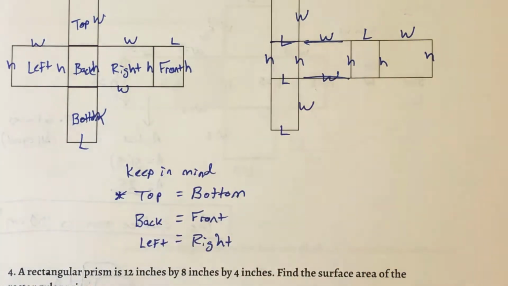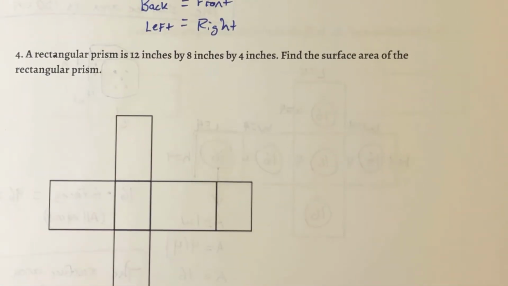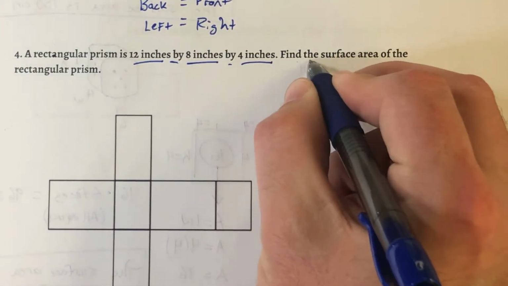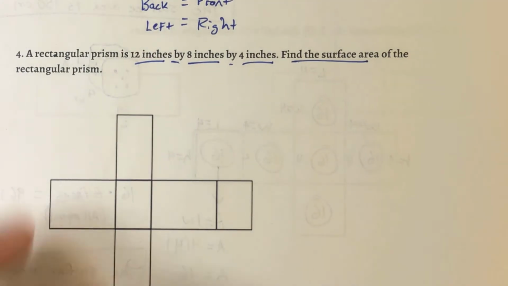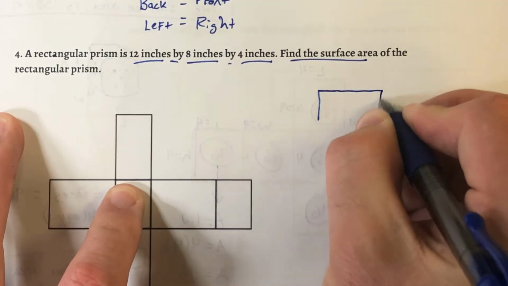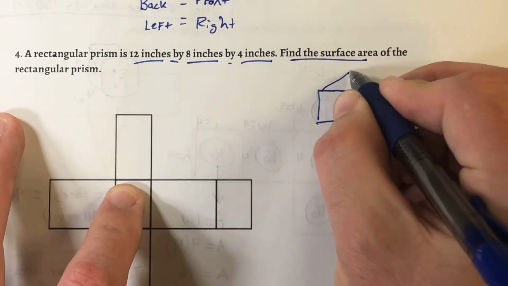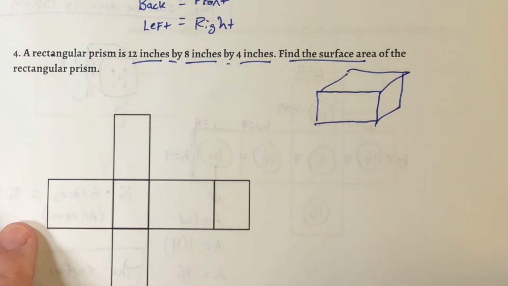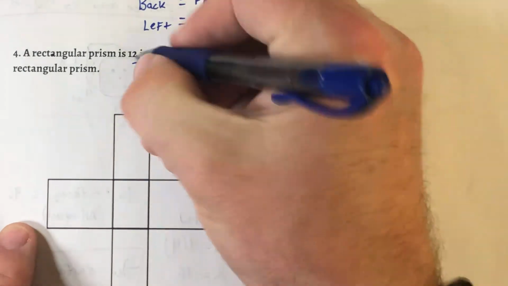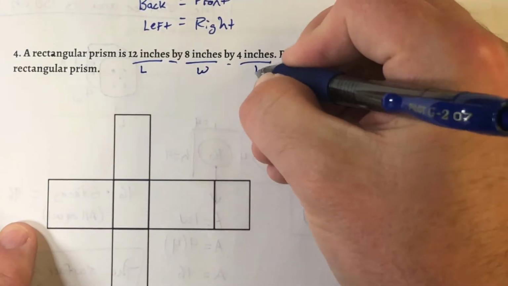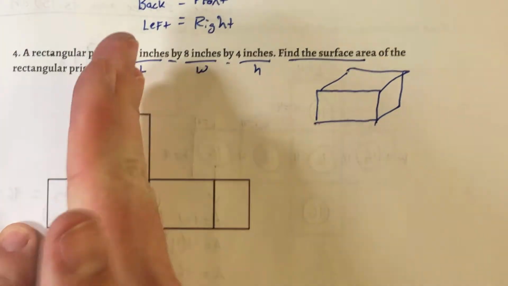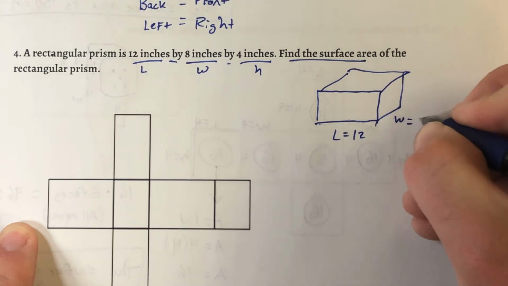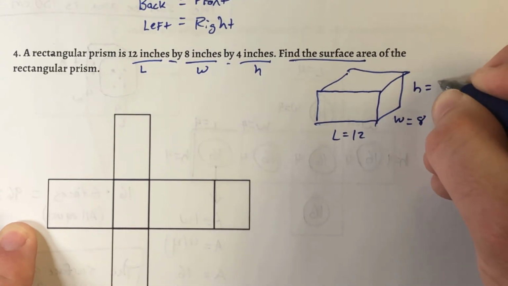Okay, let's apply this to an example. So a rectangular prism is 12 inches by 8 inches by 4 inches. We're going to find the surface area of the rectangular prism. So let's think. If I had a rectangular prism, it could look like this, and no, it's not drawn to scale. So please, no judgment. Now, it's 12 by 8 by 4. What does that mean? When you see a setup like this, it typically means length by width by height. So if you see number by number by number, that means length by width by height. So length is 12, width is 8, and height is 4.